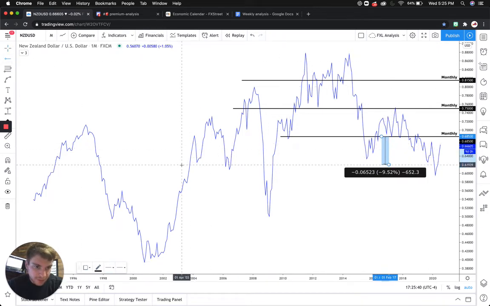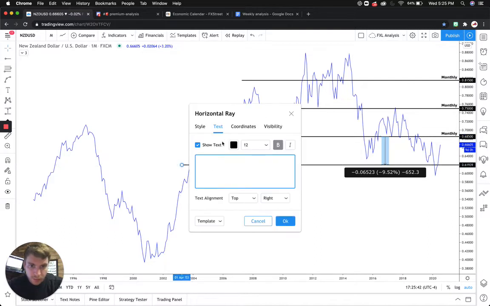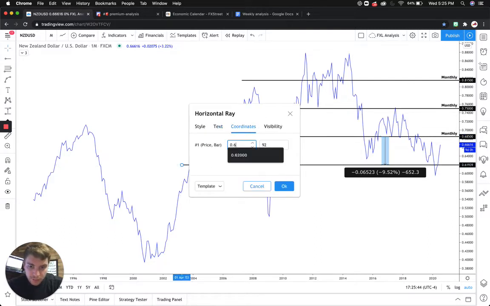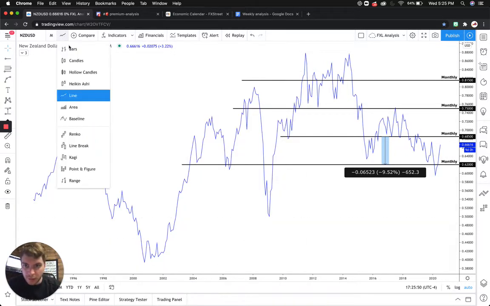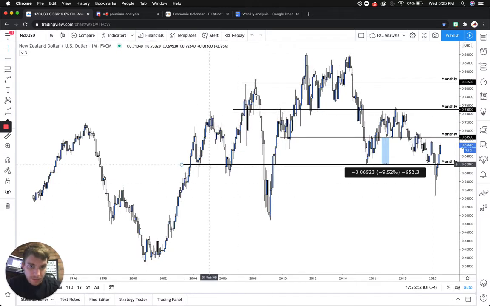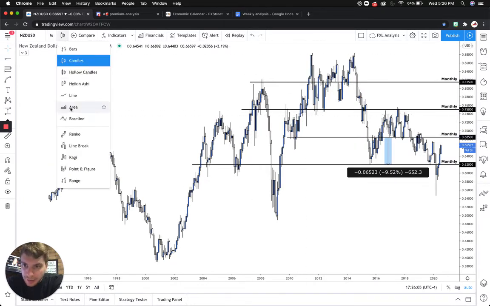Let's see if this level makes sense. 0.62 monthly again. All right, so double check our work once more. Held as support here a couple times, here again, here a little bit, even though it did blow through. And then this level was resistance, a couple levels of support as well. So let's see, go back to the line chart once again.